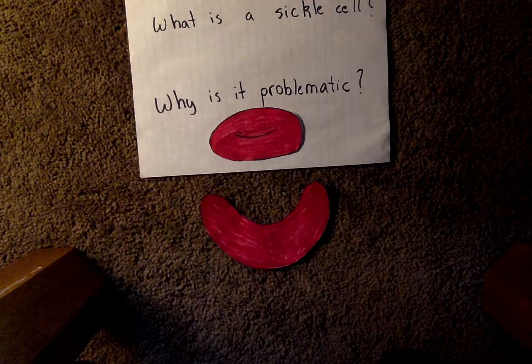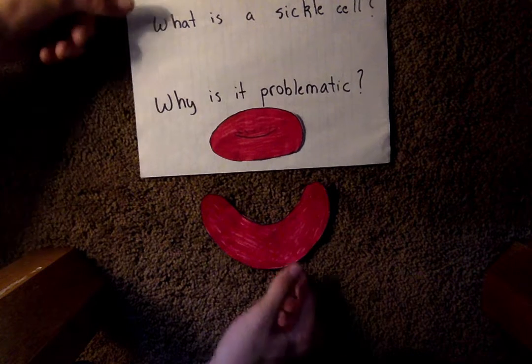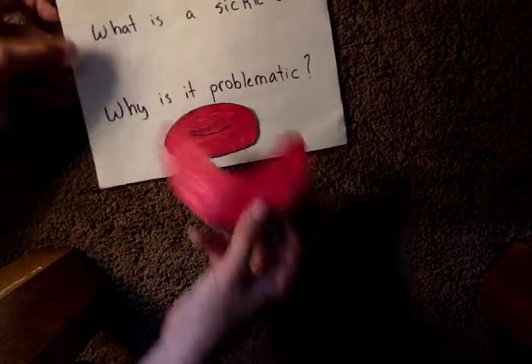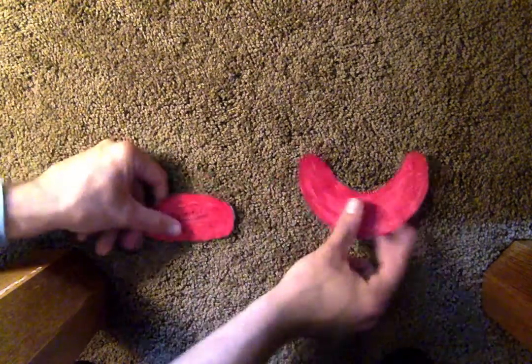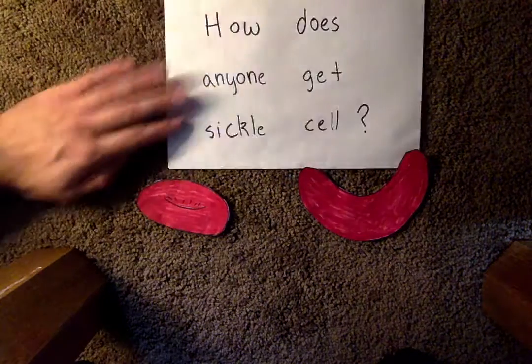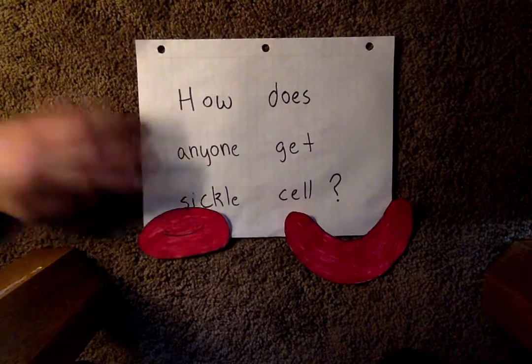So when the molecules change, they begin to clog blood vessels. This increases the body's need for oxygen in particular locations, and this lack of oxygen may result in a sickle cell crisis. So that is what a sickle cell is and why it could be potentially problematic. So on to our next question. How does anyone get sickle cell?